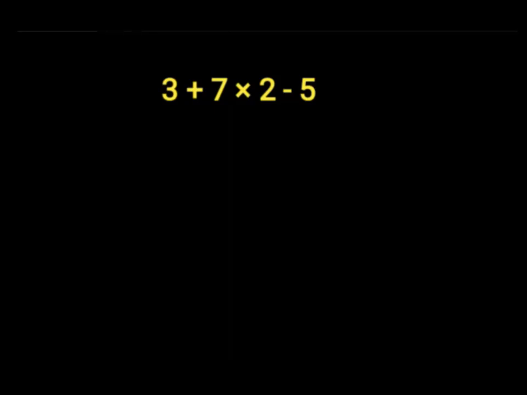3 plus 7 times 2 minus 5. 3 plus 7 will give us 10. Then 10 times 2 minus 5. 10 times 2 will give us 20. Then we have 20 minus 5. 20 minus 5 is 15.